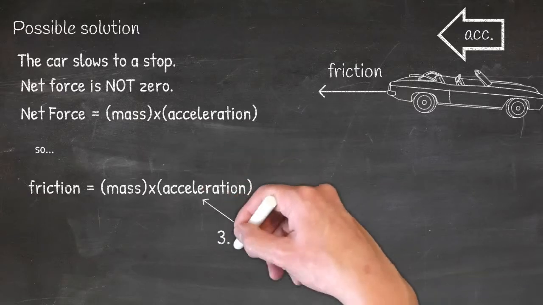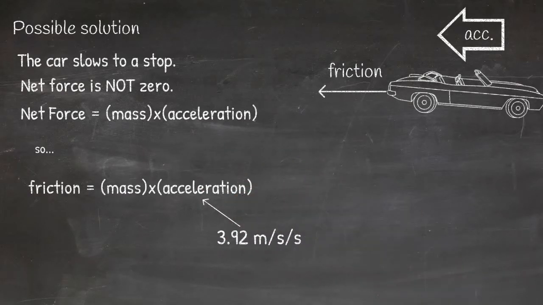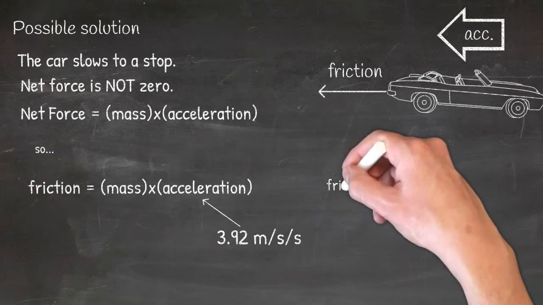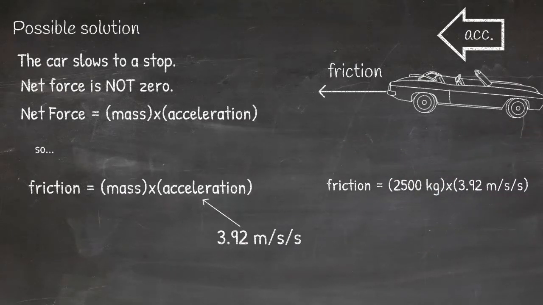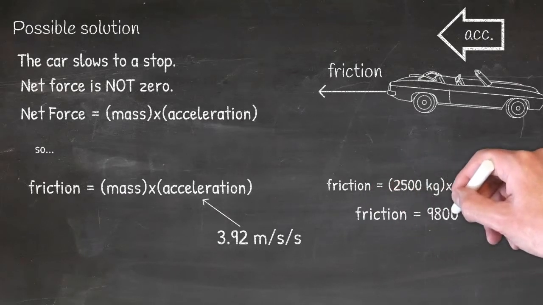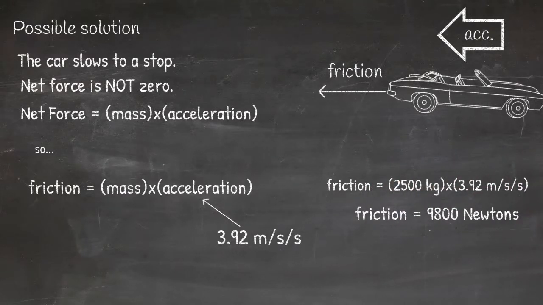All right, so let's stick that back in for our acceleration so that we can calculate the frictional force. The mass of the car, again, 2,500 kilograms. We'll stick in the acceleration. Again, I'm dropping the minus sign because I'm only interested in the size of the force. And that gives us a frictional force of 9,800 newtons.